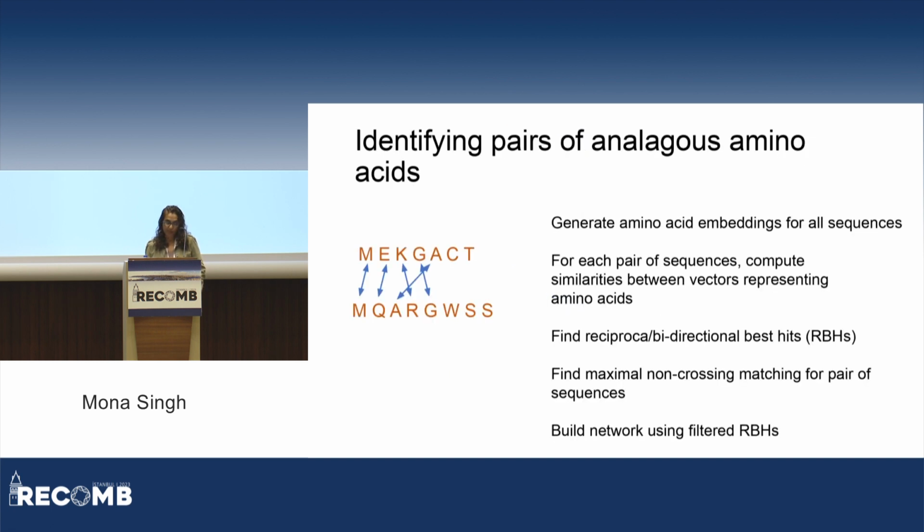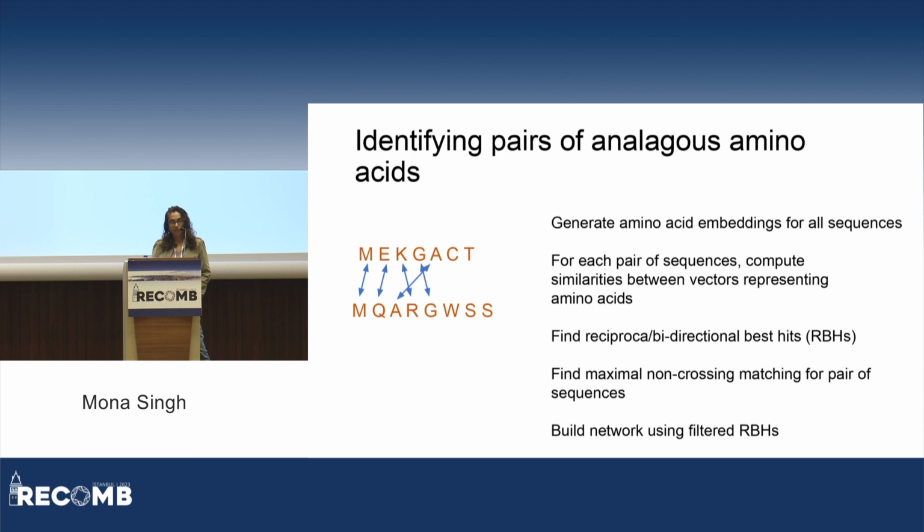Okay, and this is exactly what we do in our method called vector clustering MSA, or VCMSA. So we're going to start by generating these amino acid embeddings for all the sequences we want to align. Then for each pair of sequences, we want to compute the similarities between vectors representing the amino acids. And we're going to find reciprocal or bidirectional best hits, or RBHs. So in this case, the K in the first sequence is most similar to R in the second sequence, and the R in the second sequence, its closest thing in the first sequence is K. So that's a bidirectional best hit.